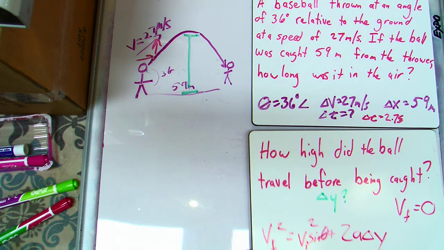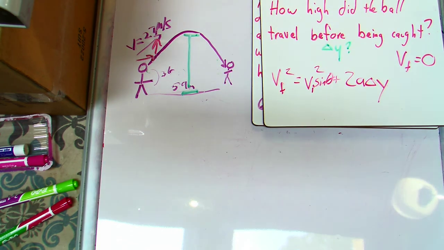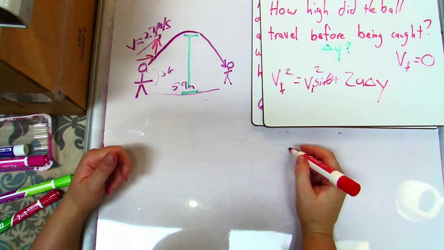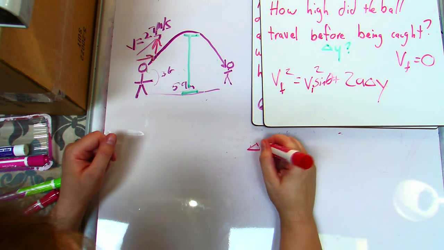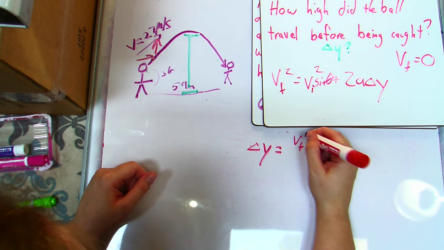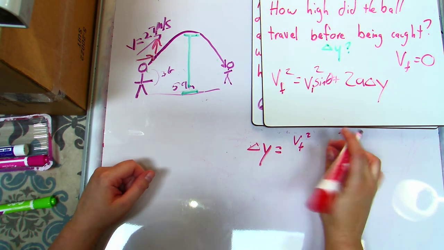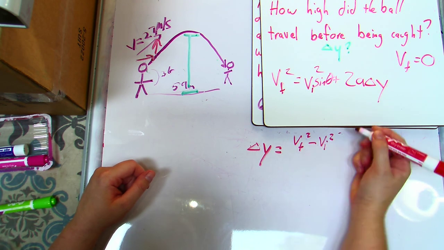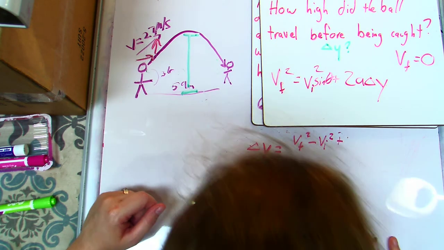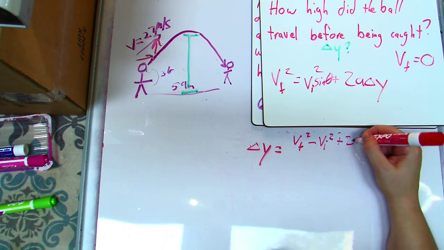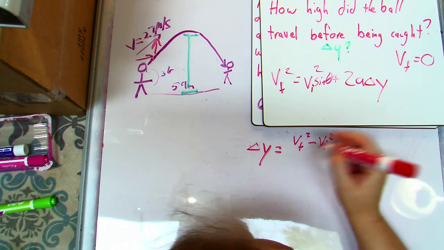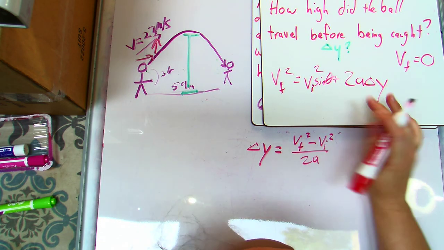So the equation that we're going to be looking at now, if we were to first of all rearrange this to solve for delta y, it would be delta y equals f squared minus i squared, divided by 2a. So all I did was take this and rearrange it.